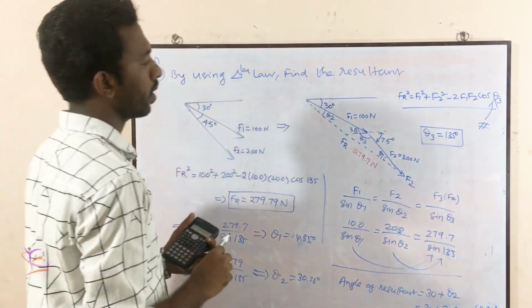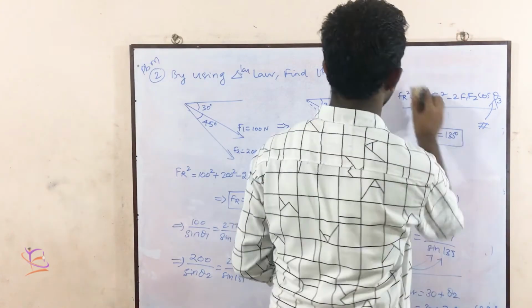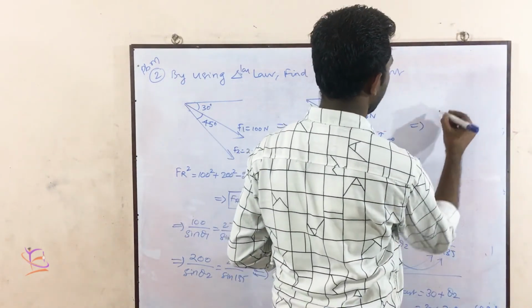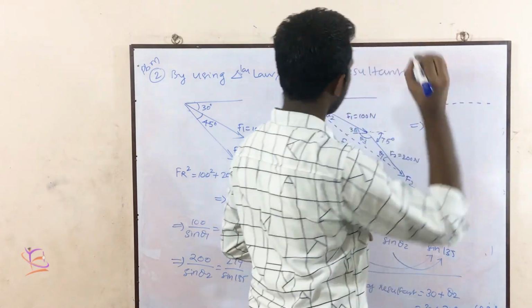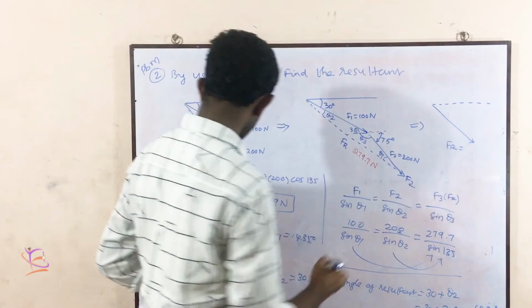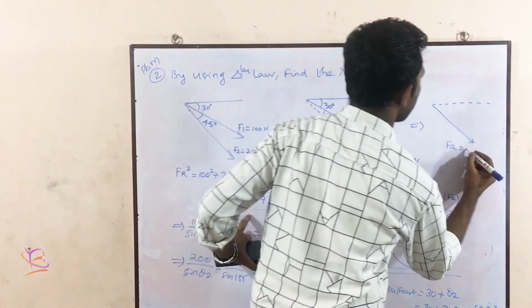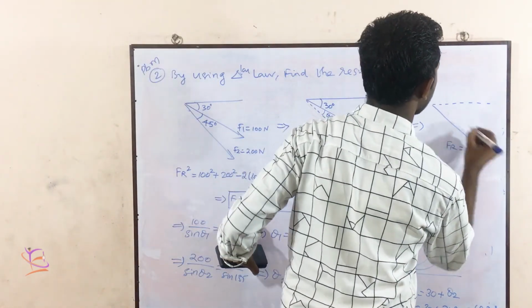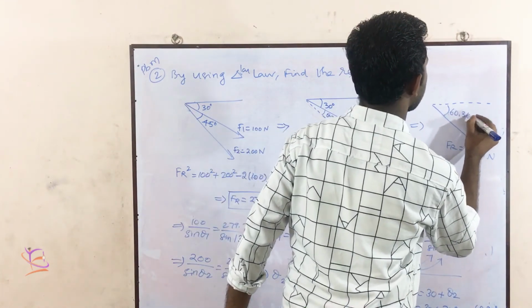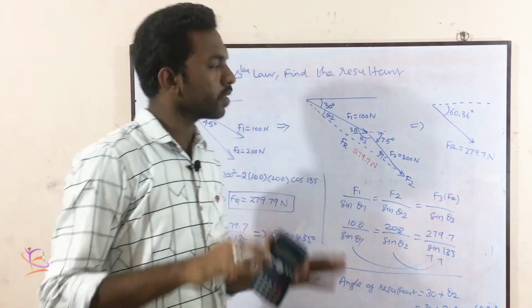So finally you can draw. I am drawing the final diagram of the resultant. So here this is the ground line. The resultant FR is equal to 279.7 Newton at an angle of 60.36 degrees. Hope you understood.